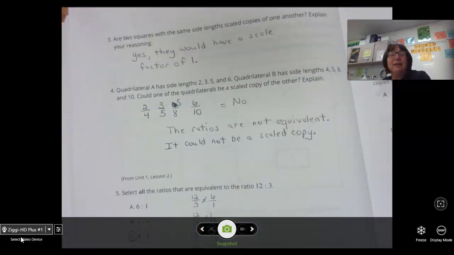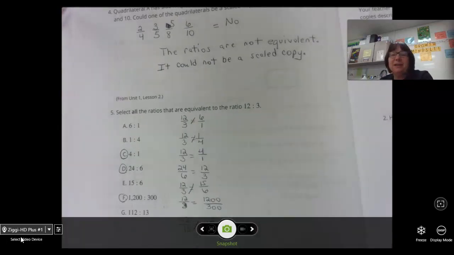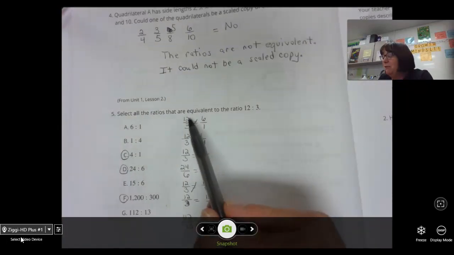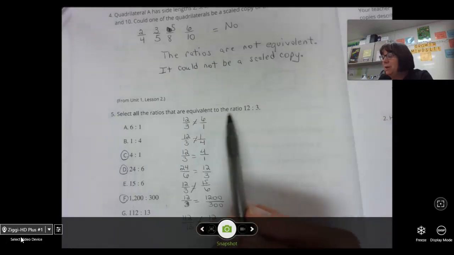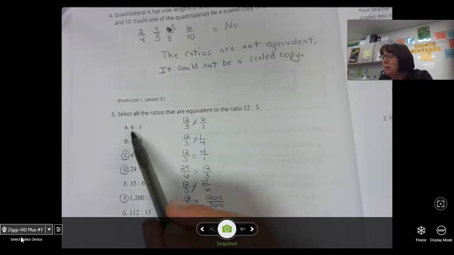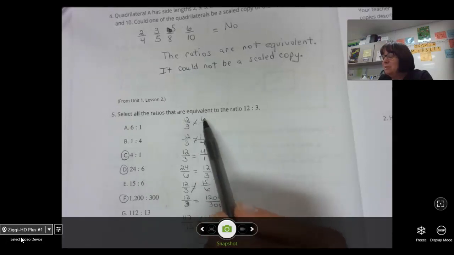All right, and then on the last one, we're just selecting equivalent ratios. 12 to 3 tells me I'm going to put 12. When you have a ratio that's written with a colon, the first number goes on top. So it's 12 over 3. Is that equivalent to 6 over 1? Well, 12 divided by 2 is 6, but 3 divided by 2 isn't 1, so that is not.